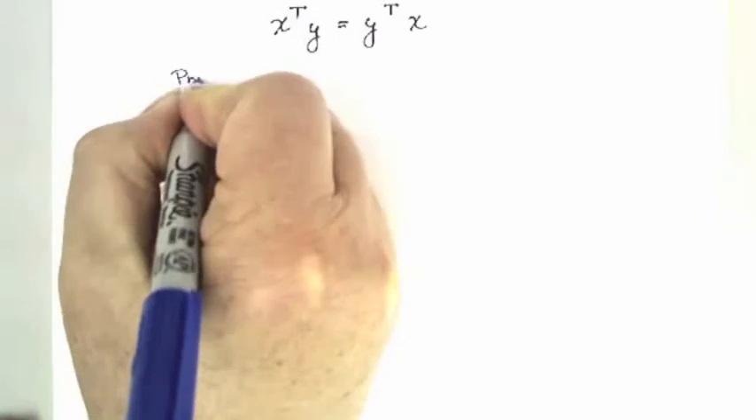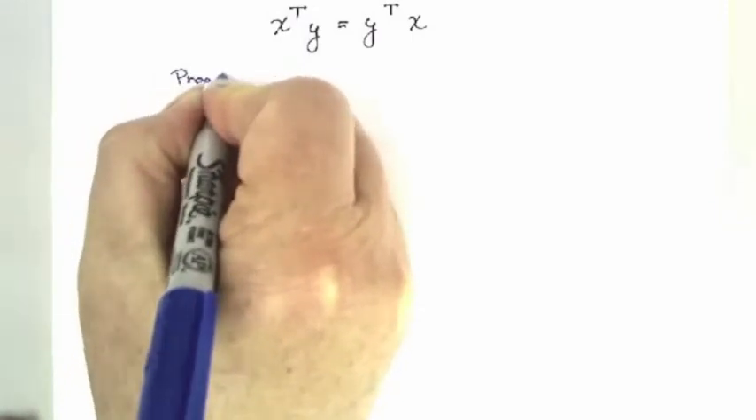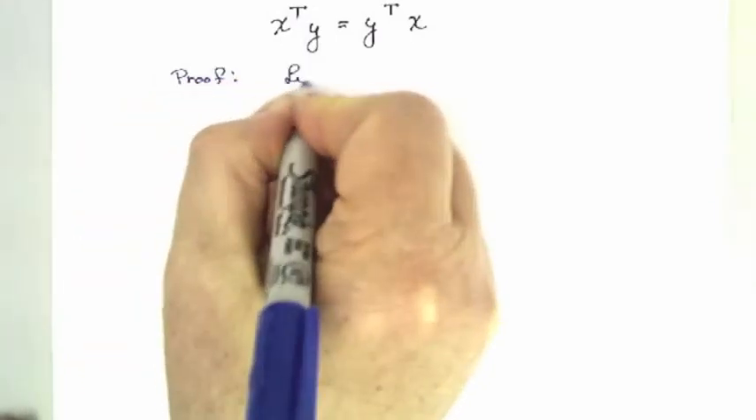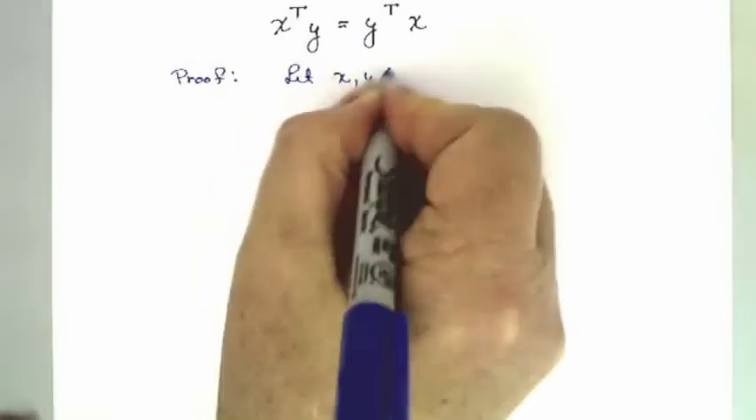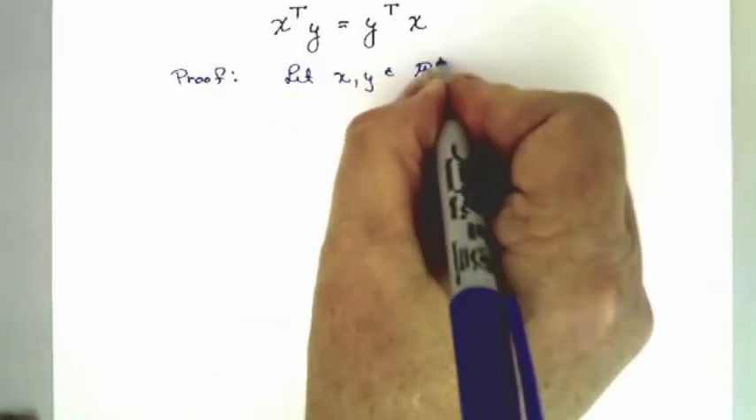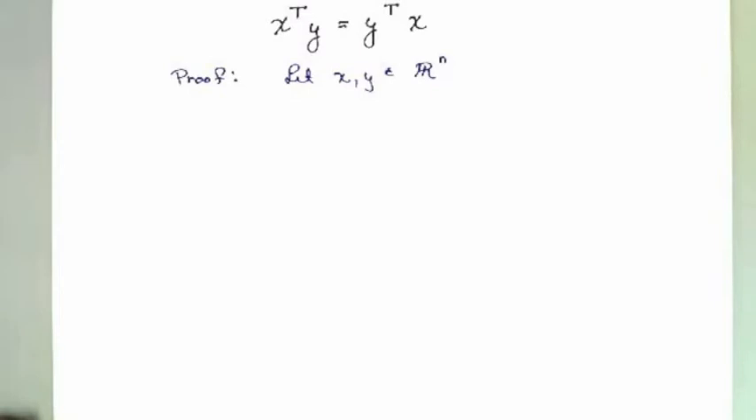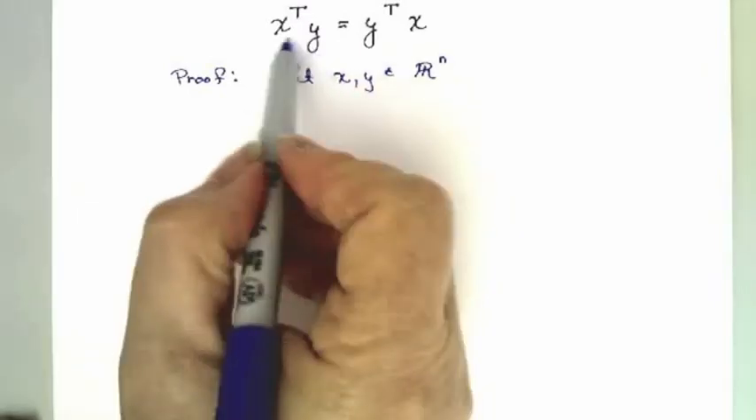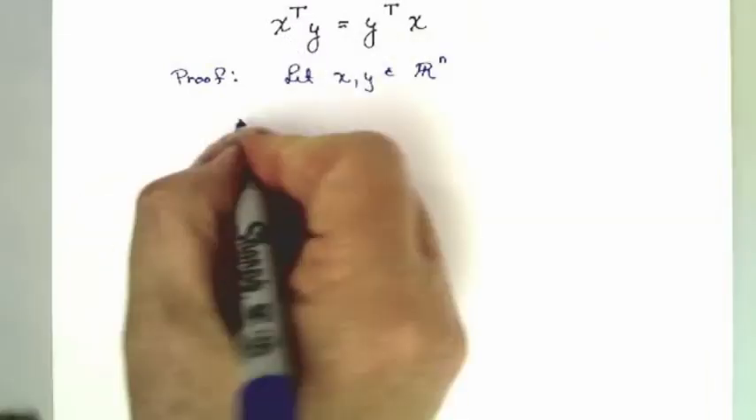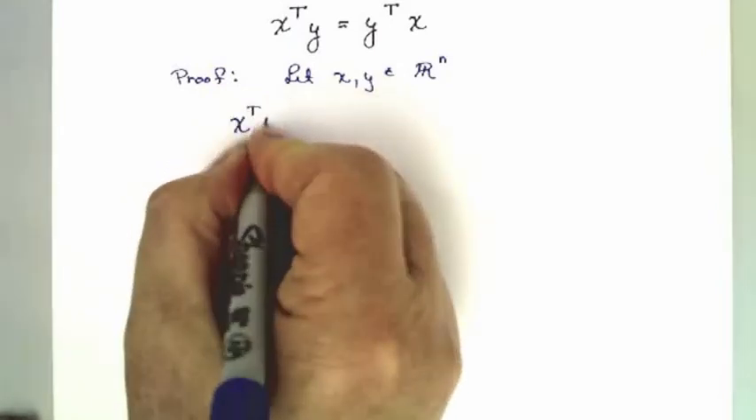How do I know? Because I can prove it. And how do we prove it? As usual, we start with letting x and y be arbitrary elements in Rn, in other words, arbitrary vectors. And we look at one of the sides of the equation, say x transpose y.